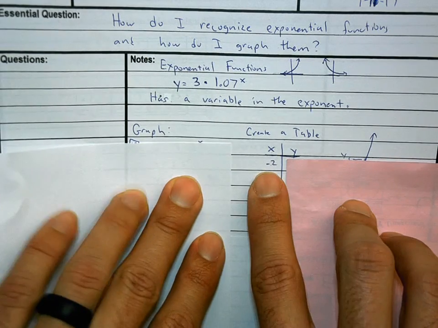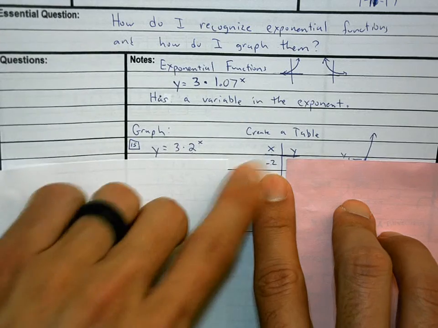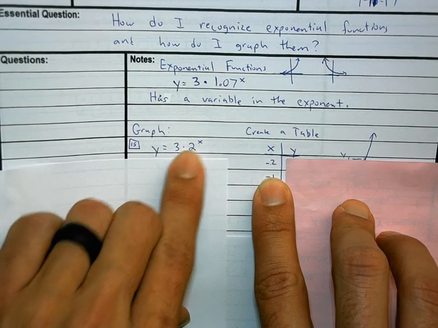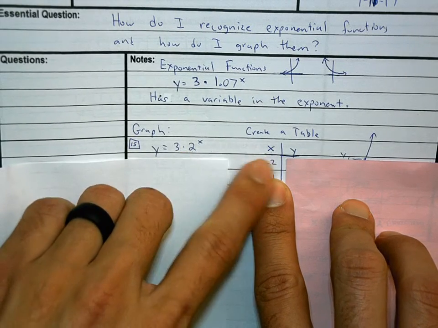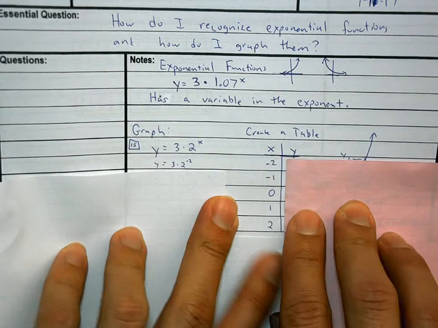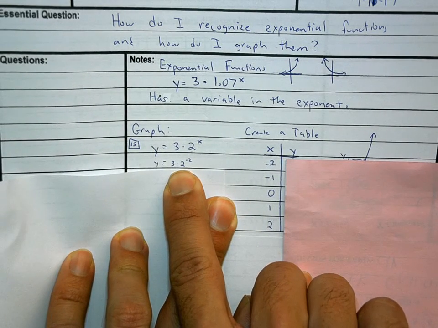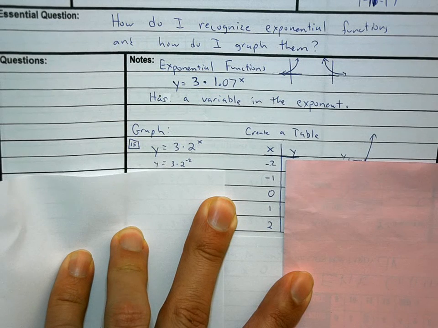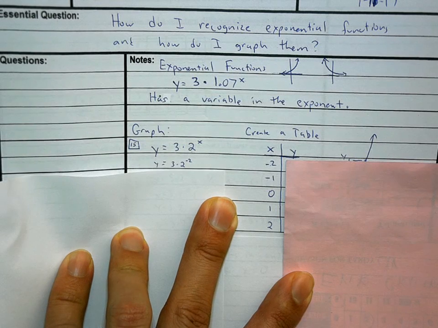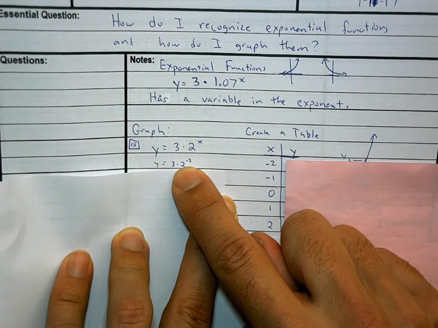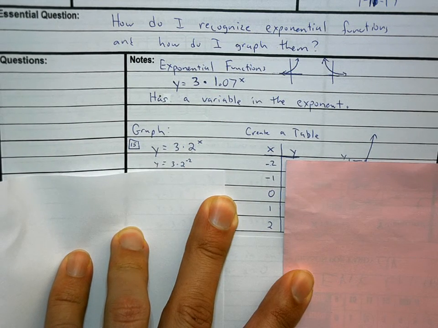Here's how we do it. We take the -2 and plug that into this equation: 3 times 2 to the -2 power. Just like that. Can we use the function on the calculator? Yes, you can, if you know how to. You can either do this by hand or with the calculator. I am fine with that.